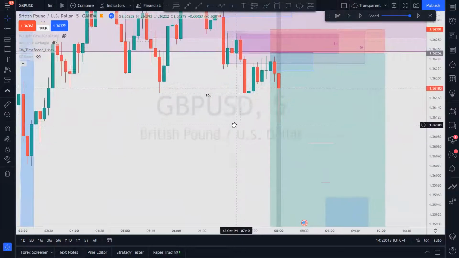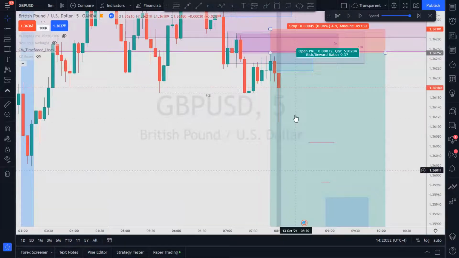That's an invalidation point here. If price goes past there, it invalidates your trade and your analysis. You understand? You just have to reassess after that. So I came in a little late.